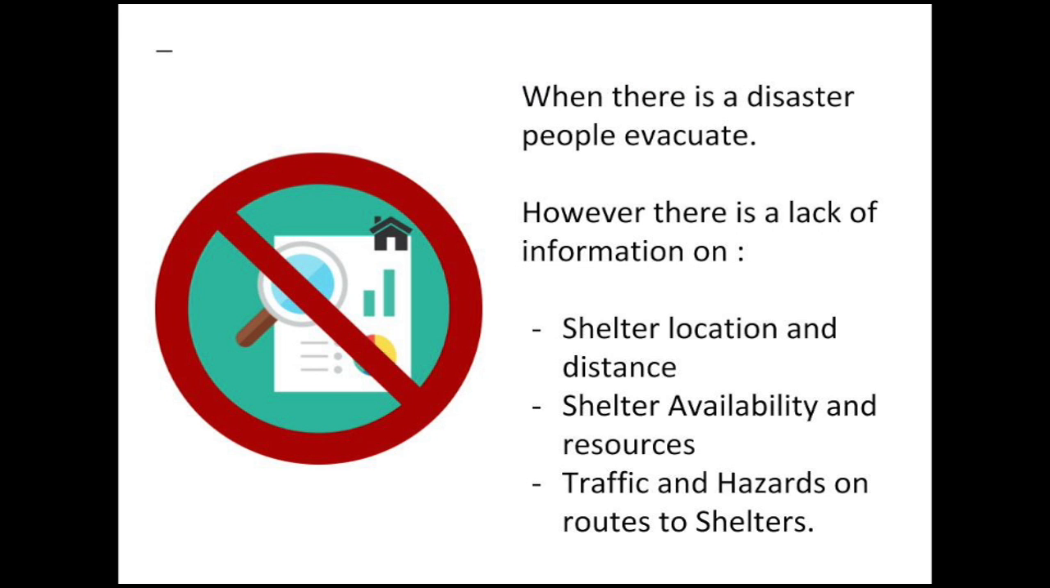When there is a disaster, people can evacuate. However, there's a lack of information on shelter location and distance, shelter availability and resources, and traffic and hazards on the way to shelters. So to combat these things, we need an application that solves all these issues when a natural disaster strikes and we need to evacuate. So Shleter Tracker is an application that solves all these problems for the users, for the citizens, and also for governments to implement in their actions.